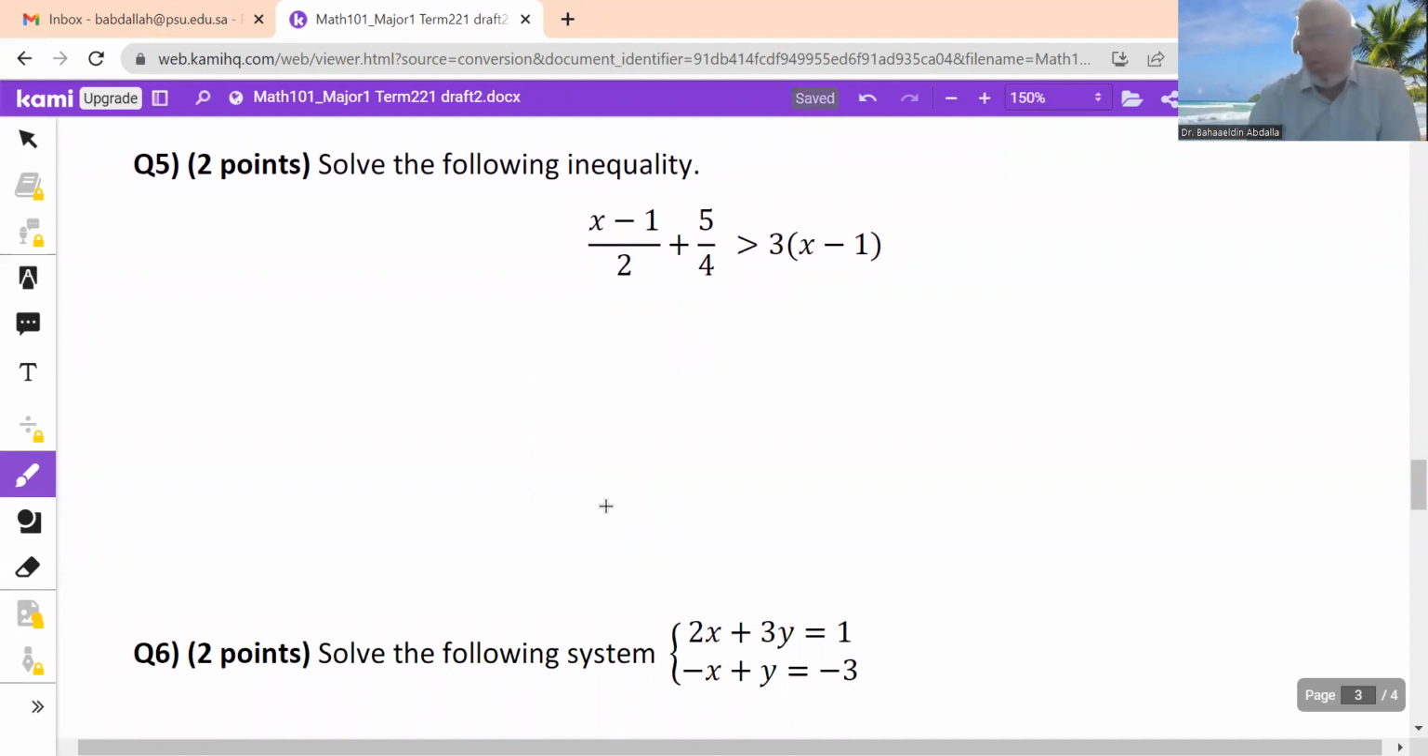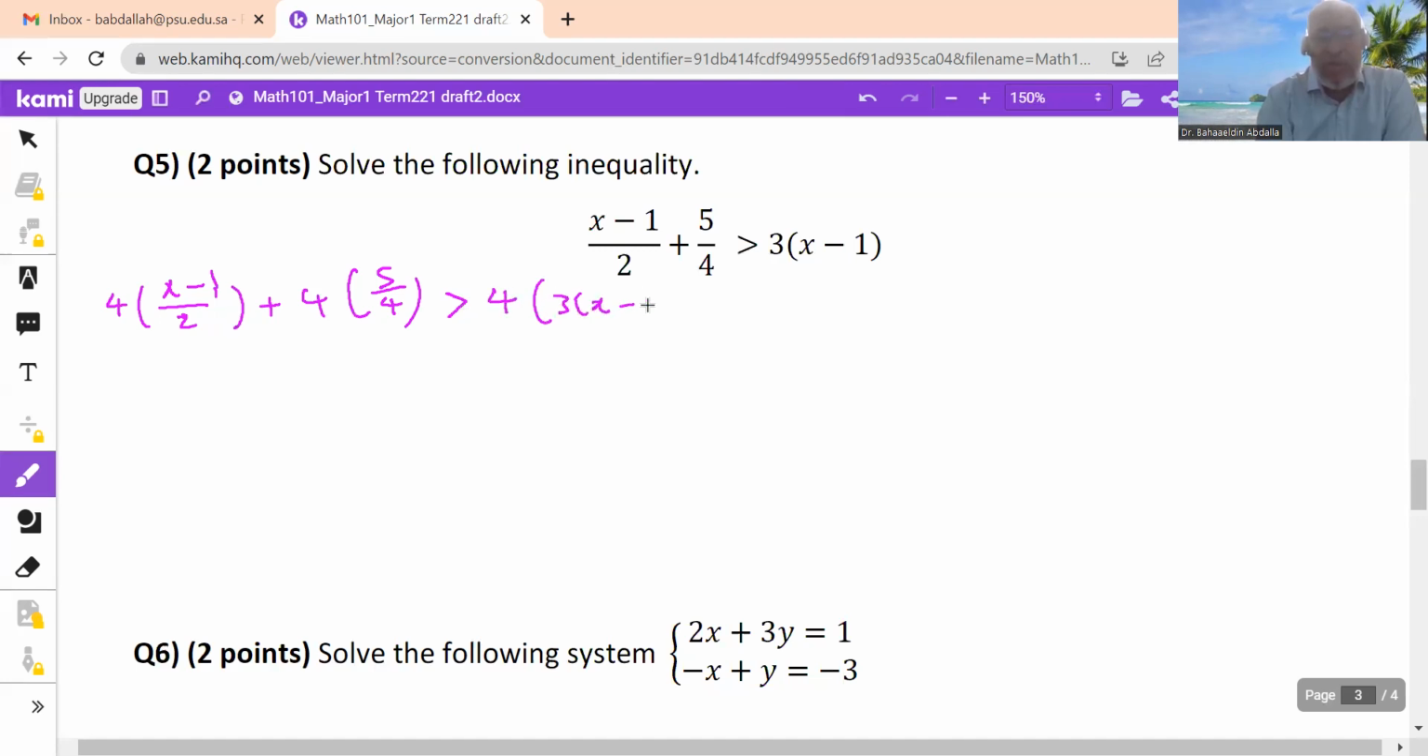Solve the following inequality. I have two denominators, 2 and 4. If I multiply both sides by 4, I will get rid of all the denominators. So 4 times (x minus 1) over 2 plus 4 times 5 over 4 is greater than 4 times 3 times (x minus 1).